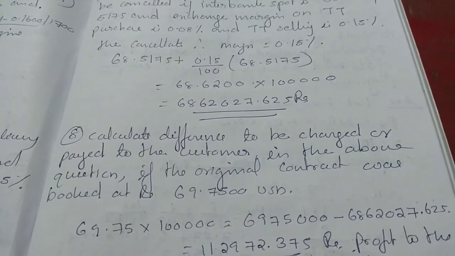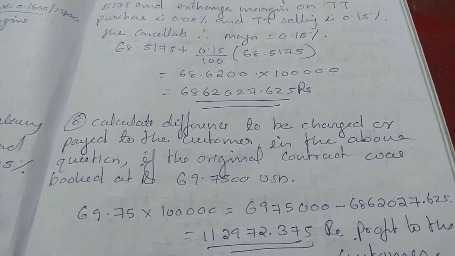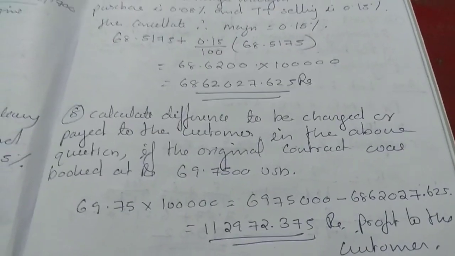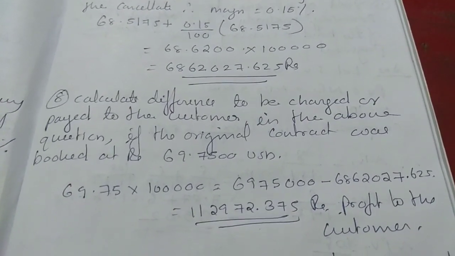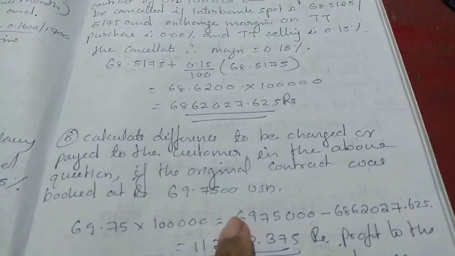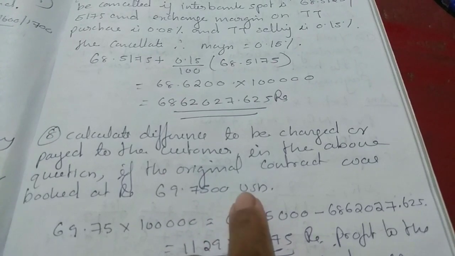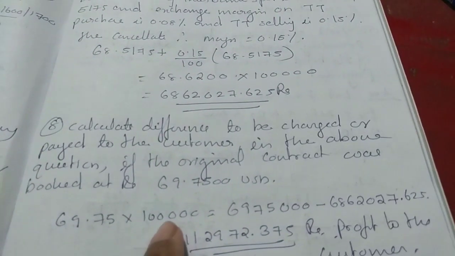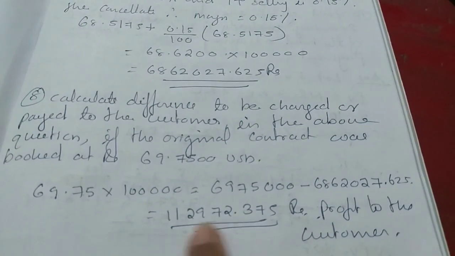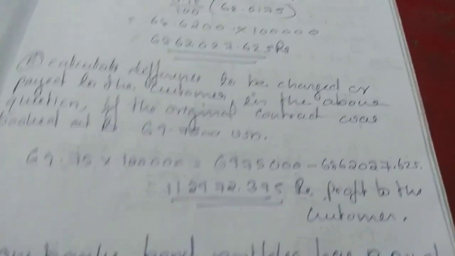Next question. Calculate the difference to be charged or paid to the customer in the above question if the original contract was booked at rupees 69.75 per USD. So here, if the contract is booked at 69.75, we have to multiply it with 1 lakh, that is 1 USD is 69.75 rupees. Multiplying with 1 lakh, we get this much, and taking the difference, we get this much profit. If it was booked for 69.75, this much profit will be to the customer.